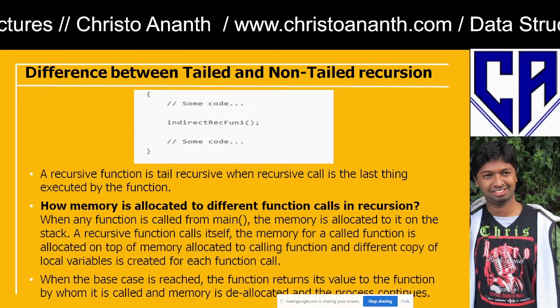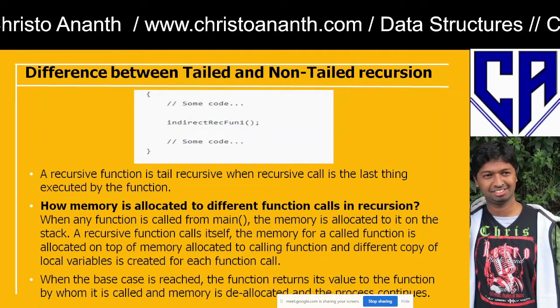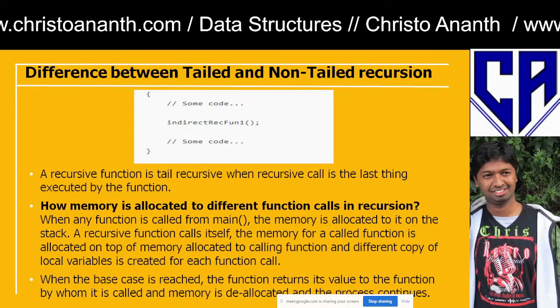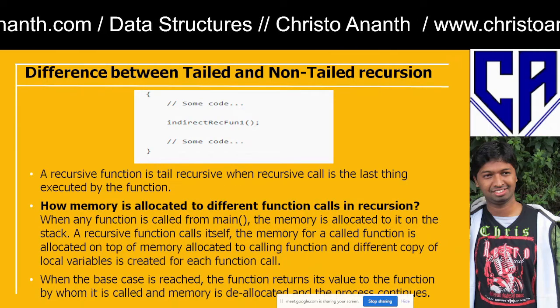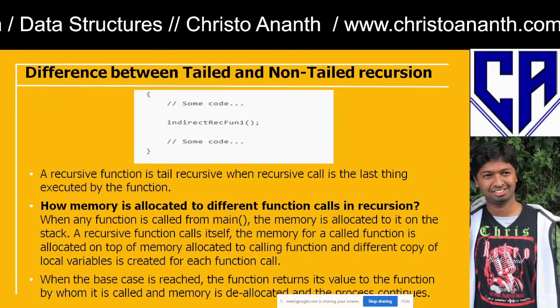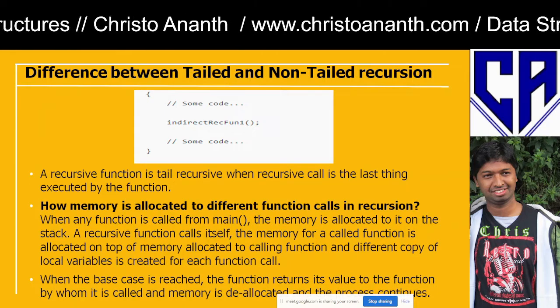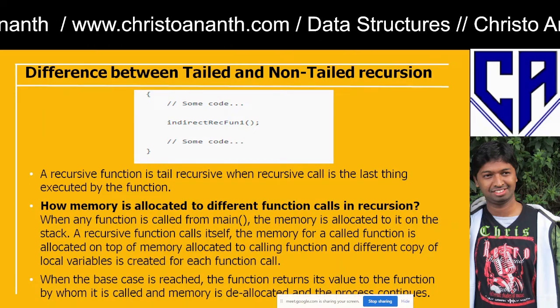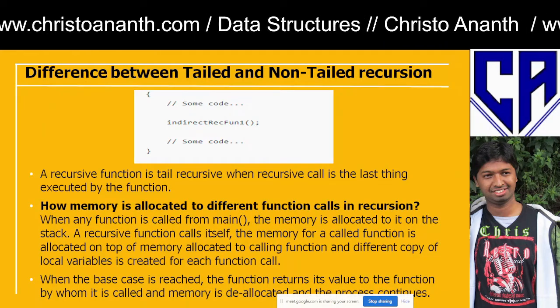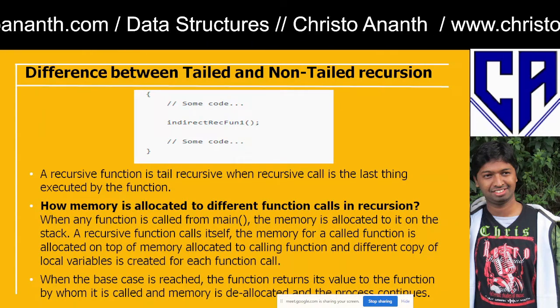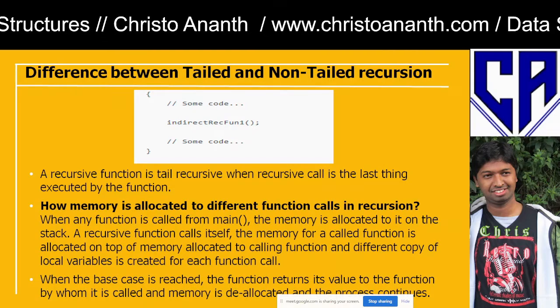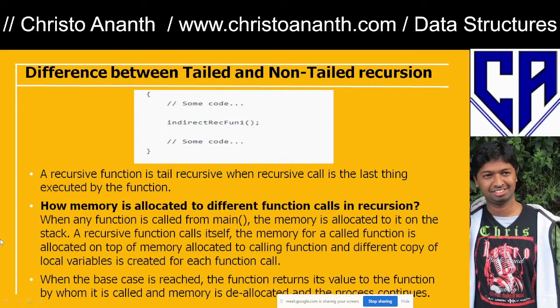Similarly, you should understand the difference between tailed and non-tailed recursion. A recursive function is said to be tail recursive when the recursive call is the last thing that is executed by the function. Tail means end, so the call is definitely present at the end. So when the recursive call is the last thing executed by the function, it is tail recursive.